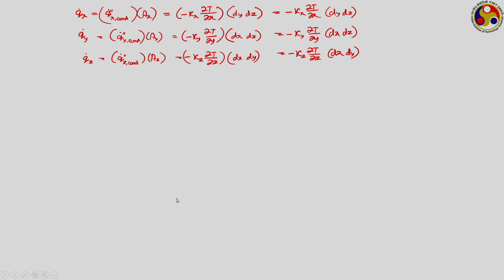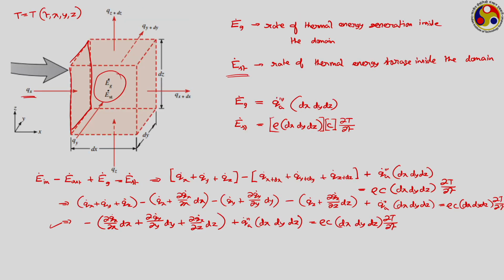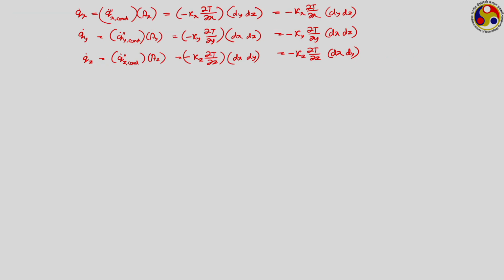So, if we put these expressions here, then what do we have? We have minus dou x of q dot x dx. So, from here we have to get minus dou x of q dot x dx, and from where to put this one. If we write this, then we have minus dou x of minus kx dou T dou x into dy dz, with dx outside. So, this is the first term.